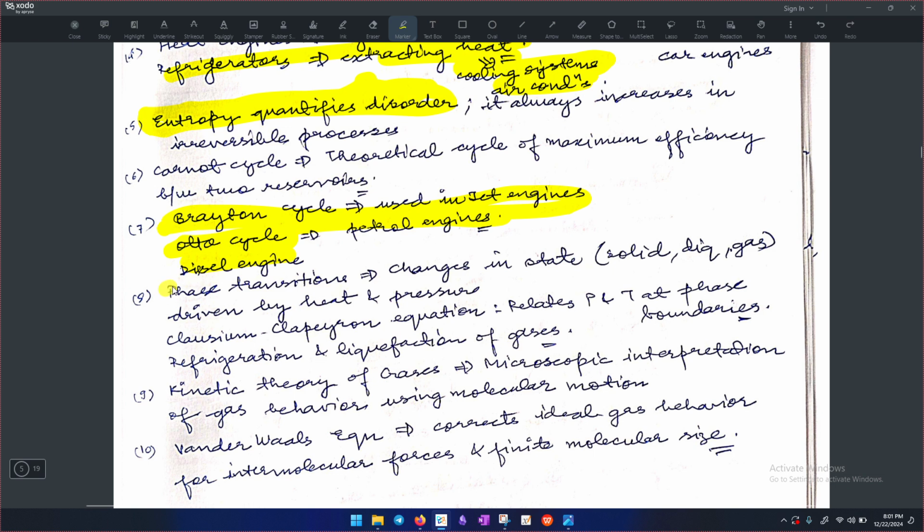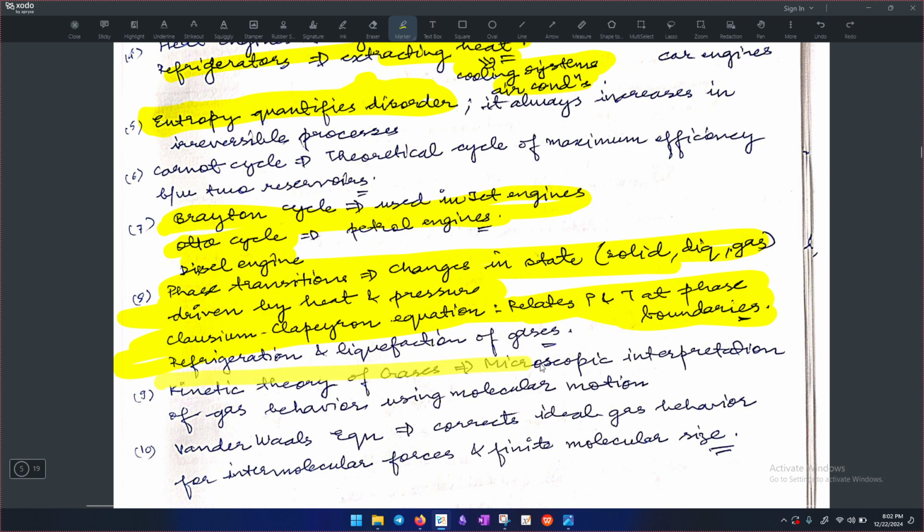Phase transitions refer to changes in state driven by heat and pressure. Clausius-Clapeyron equation relates pressure and temperature at phase boundaries.